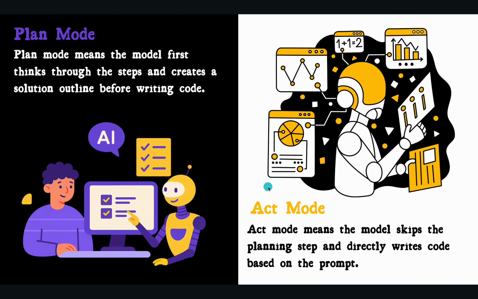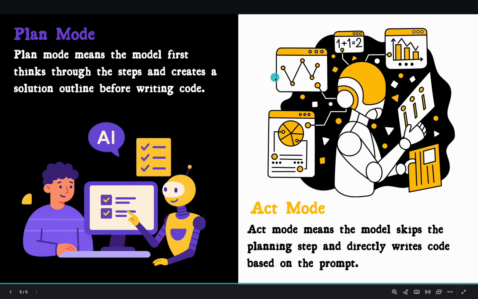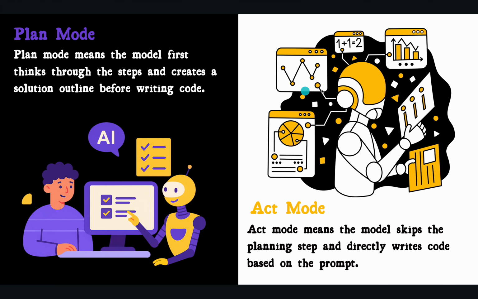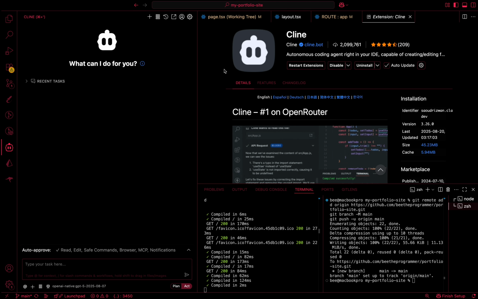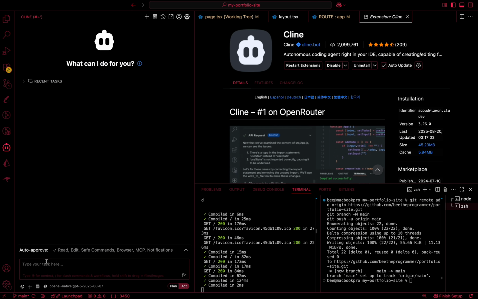You can also start off in act mode right away, where you just tell the AI something and it goes on and does it. It doesn't really come up with a plan. I mean, it tells you what it's going to do, and then it goes and does it. Okay, so enough talking. Let's see this in action.